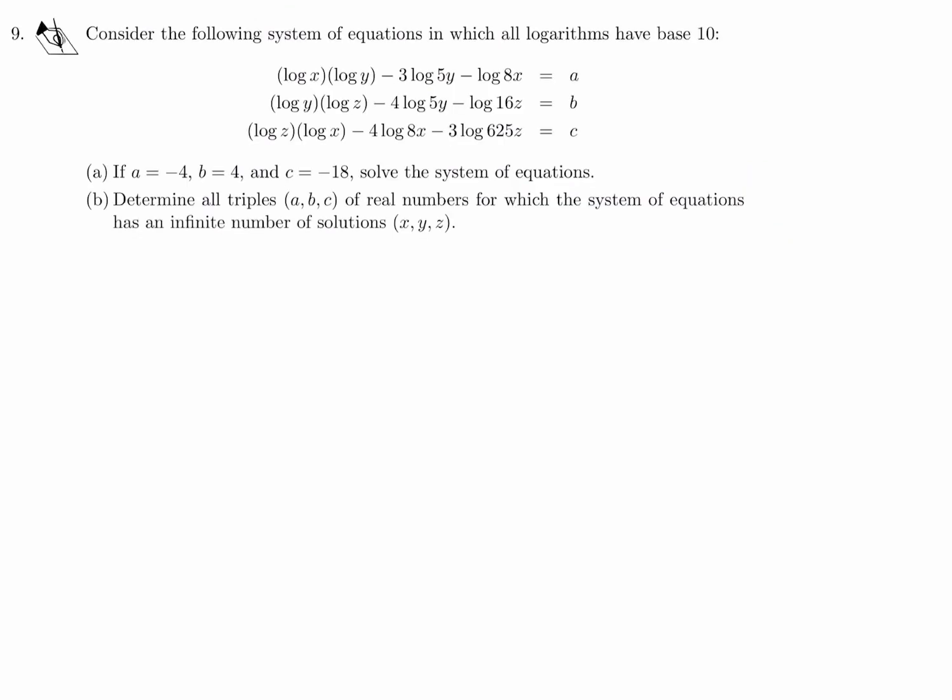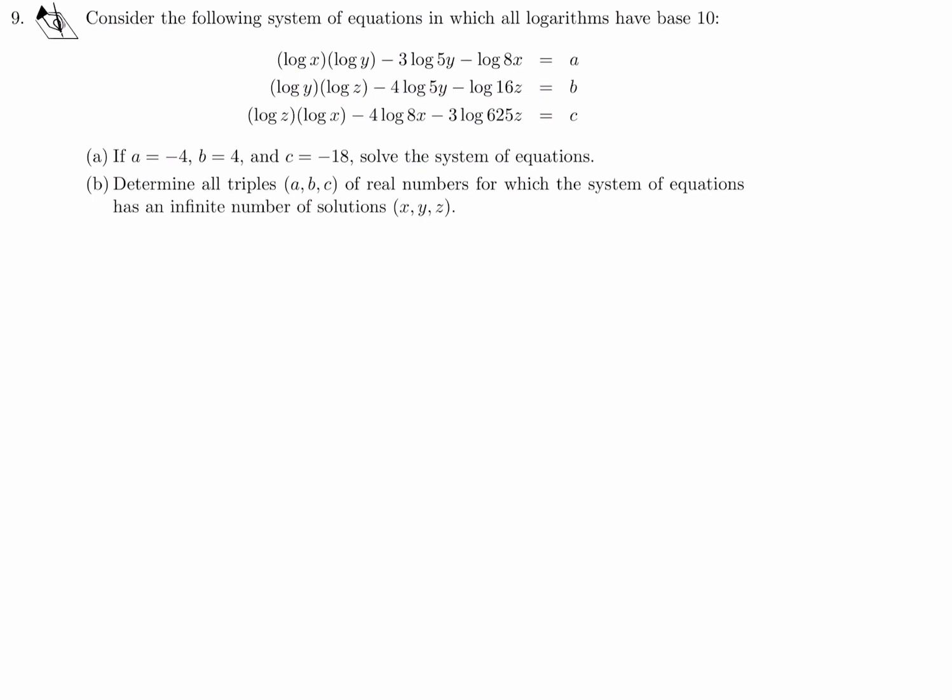Part B. Determine all triples A, B, C of real numbers for which the system of equations has an infinite number of solutions x, y, z. All right. So very similar to what we did in Part A, I want to go back and refresh your memory that we had found those equations. After all those substitutions, those equations were ab minus a minus 3b equal to a plus 3.